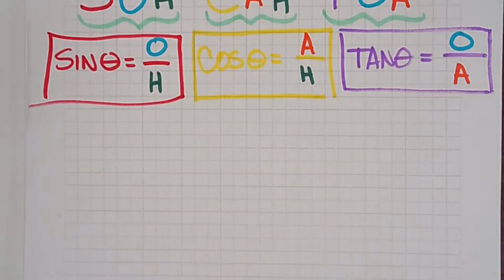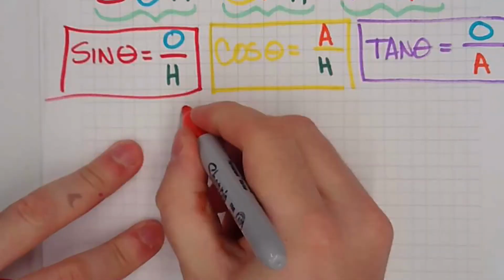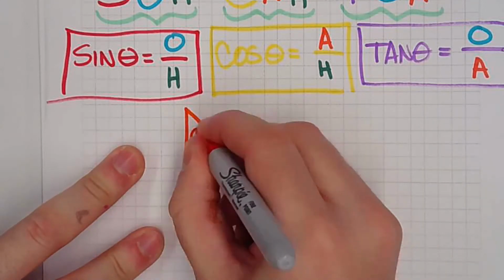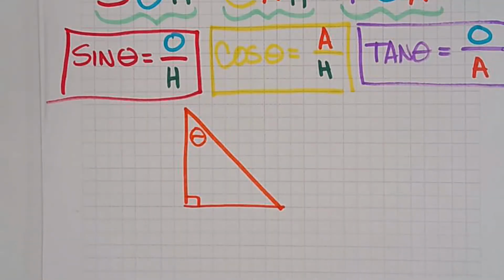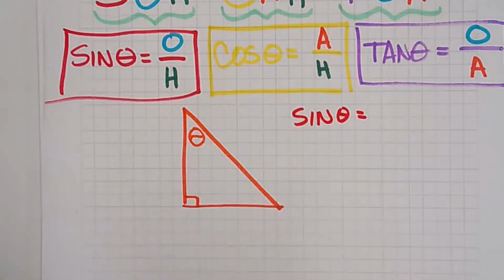Oh, okay. So, here's what I want you to do. Using this information, here's your triangle. Here's theta. And I want you to label the sine of theta and tell me what it equals.